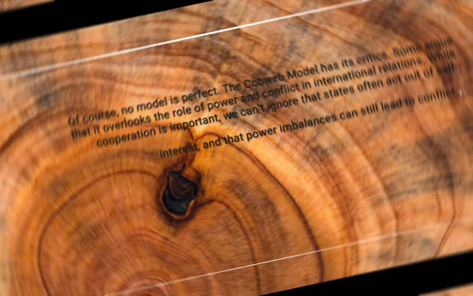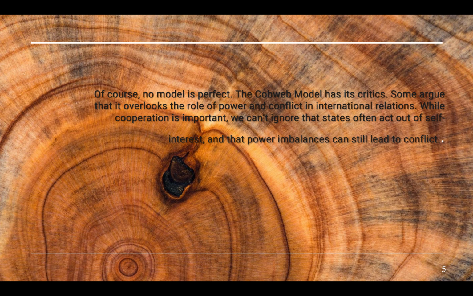Now let's talk about criticisms of this model. Of course, no model is perfect. The Cobweb model has its critics. Some argue that it overlooks the role of power and conflict in international relations. While cooperation is important, we can't ignore that states often act out of self-interest and that power imbalances can still lead to conflict. Realists, for instance, would argue that despite global interdependence, states will still prioritize their own security and may engage in conflict if they believe it benefits them. So the Cobweb model can sometimes underplay these competitive dynamics.